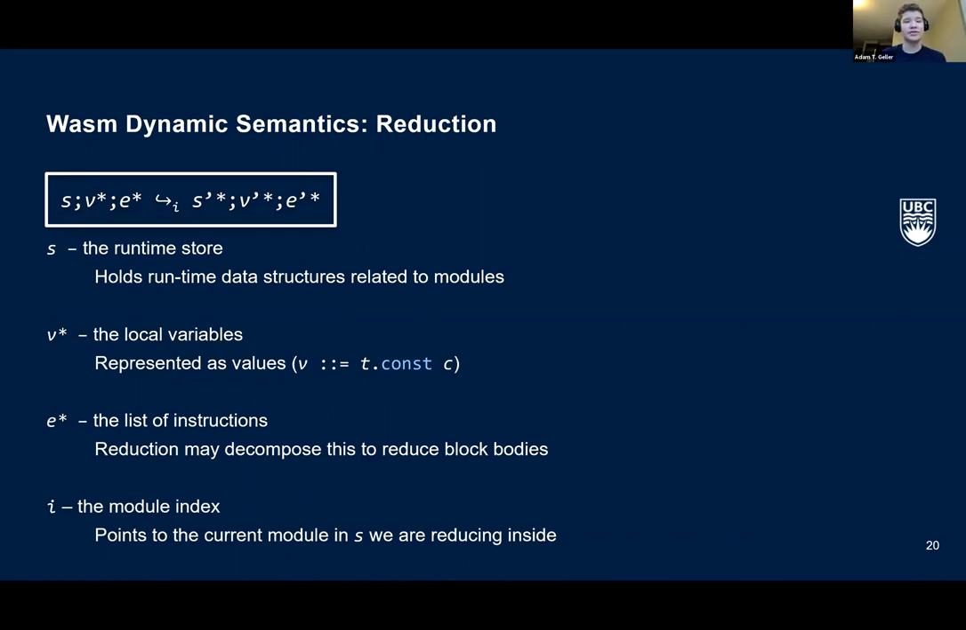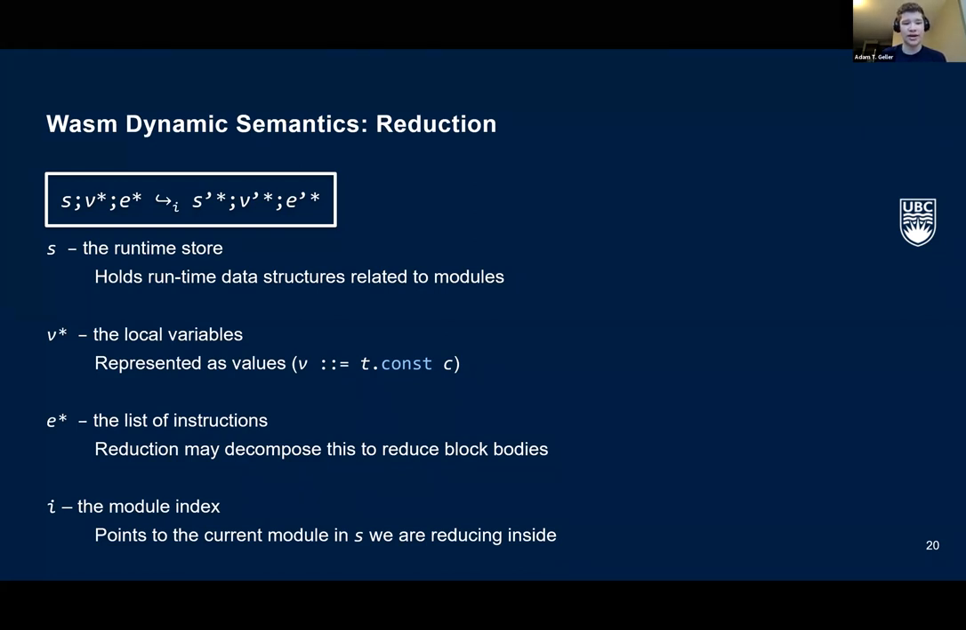V star is the list of local variables, which we denote as values. So we say that the constant instruction, t.const c, is the representation of a value, v. E star is the list of instructions. It's basically the code we are executing, but it will also implicitly contain the stack, and it might be decomposed to reduce block bodies, as well as the bodies of function calls.